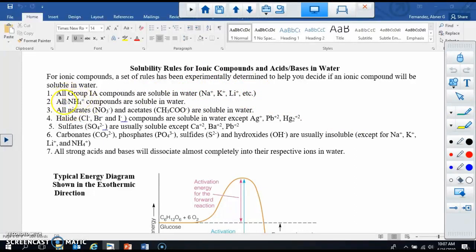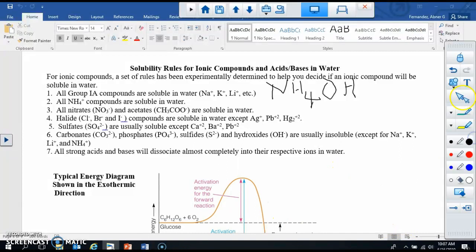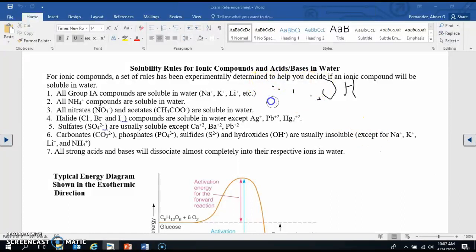If you have ammonium in front, like ammonium hydroxide, NH4OH, that's soluble in water. NH4NO3 is soluble in water. Again, all of those things are going to be soluble in water in this case, which means they're also aqueous.